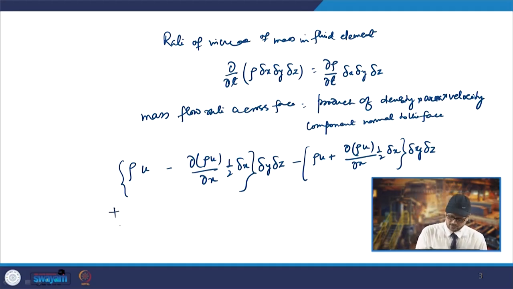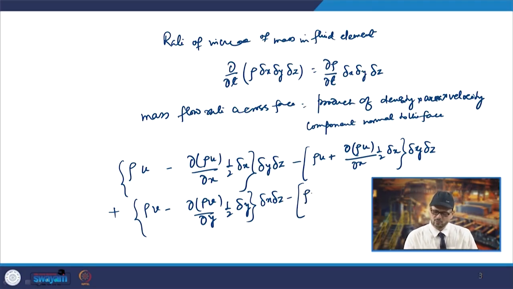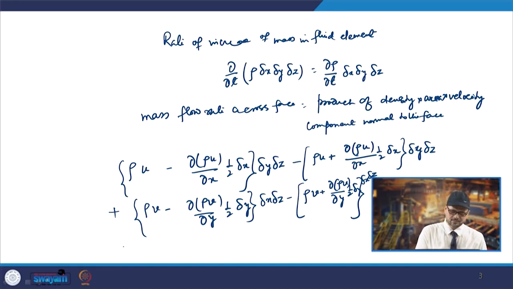Similarly, if you take the v component, you will have ρv minus ∂(ρv)/∂y multiplied by half of δy, multiplied again by δx δz, and then minus of ρv plus ∂(ρv)/∂y times half of δy, multiplied by δx δz. So that will be for the y component, and then you have the z component.